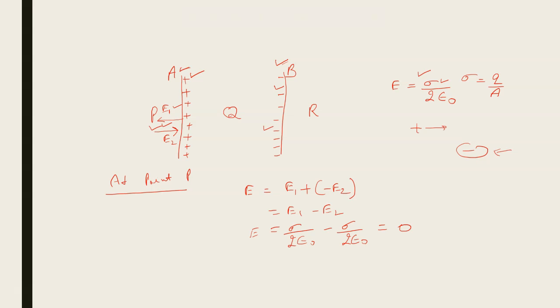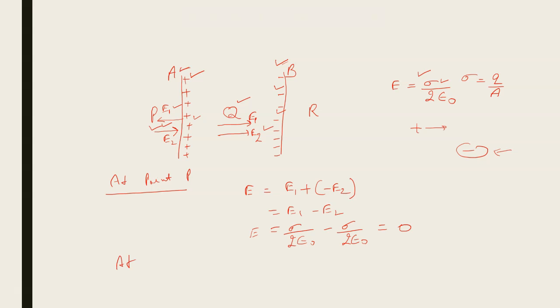Now what about at point Q? Please tell me the direction of E1. Yes, the direction of E1 will be away from the positive charges and normal to the positive charges. Away means along this side. And due to negative charges, by convention, the direction is towards the negative charges, along this direction.